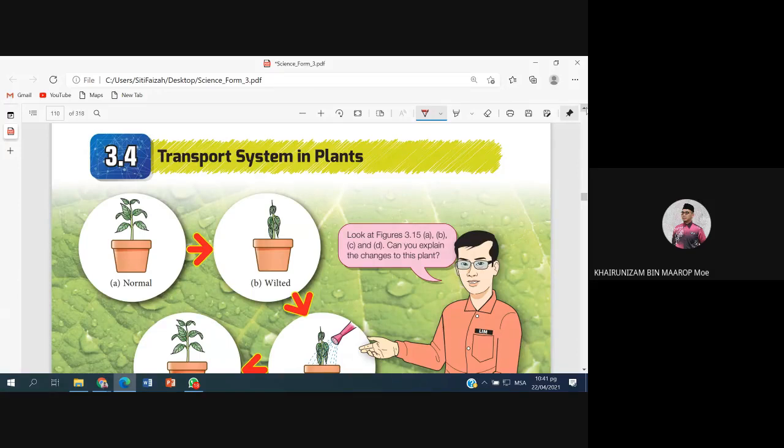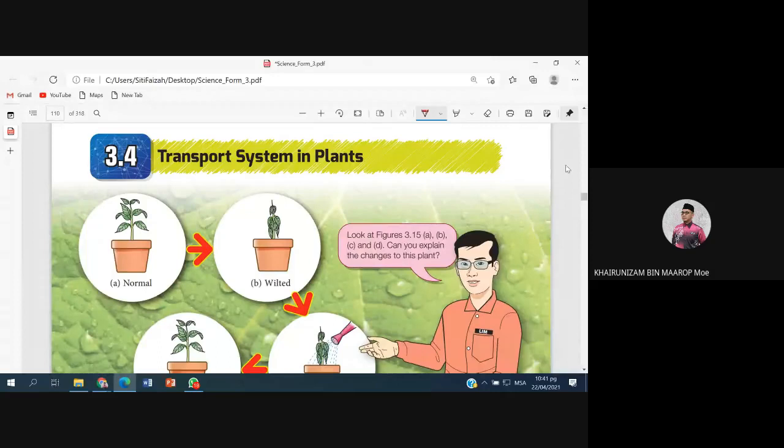Plants need water and carbon dioxide to carry out photosynthesis, and glucose produced in the leaves through photosynthesis should also be transported to all parts of the plants for use by the cells. So water is also transported to other parts of the plants to maintain the turgidity of cells.